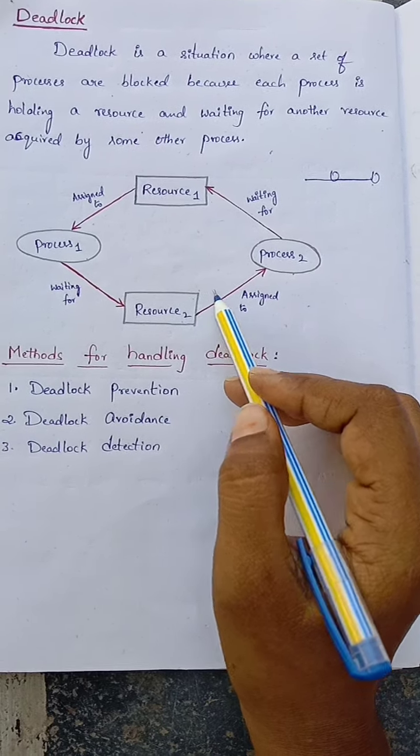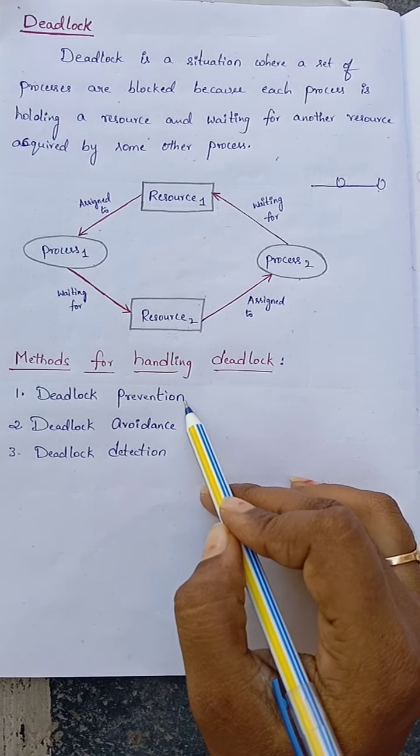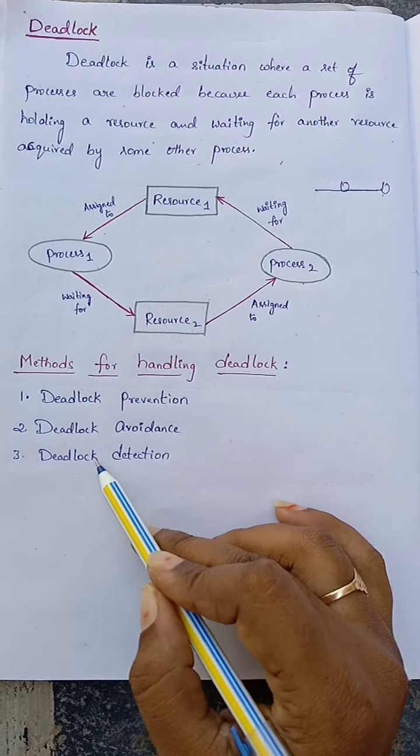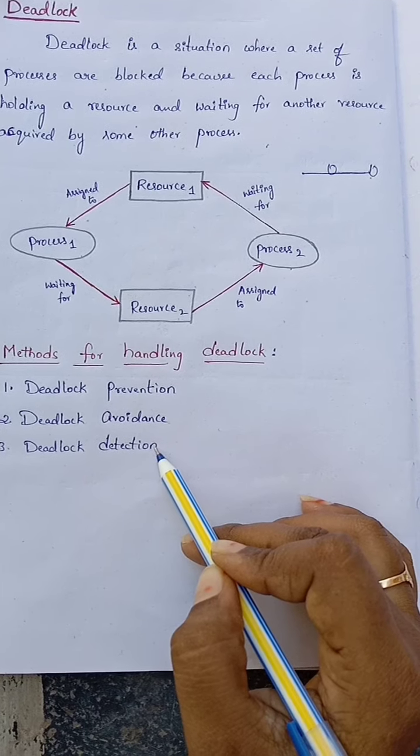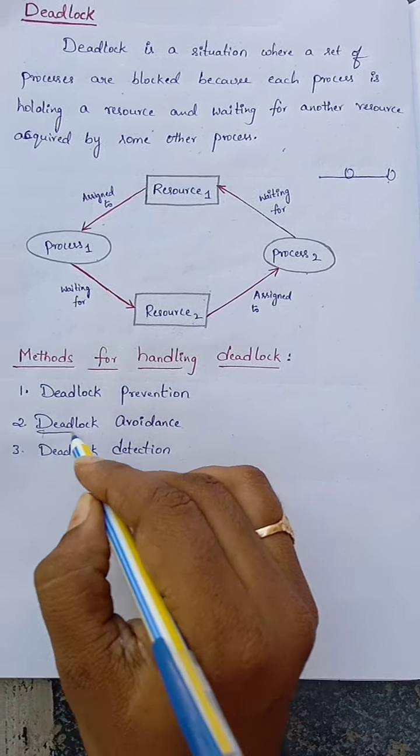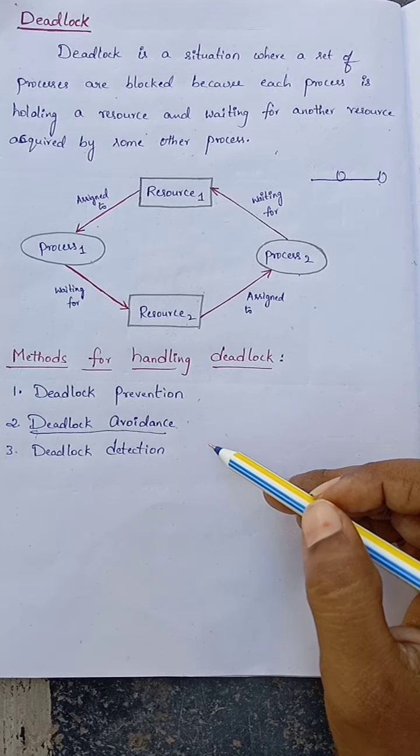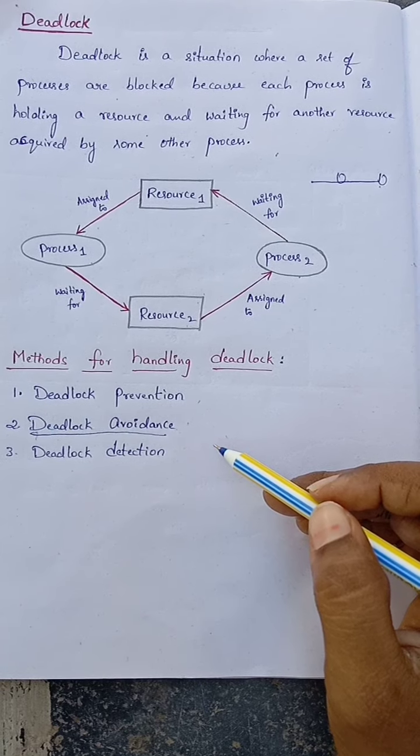So there are different methods of handling deadlock: deadlock prevention, deadlock avoidance, and deadlock detection. Here I am discussing deadlock avoidance. To avoid deadlock, the banker's algorithm is an efficient algorithm.